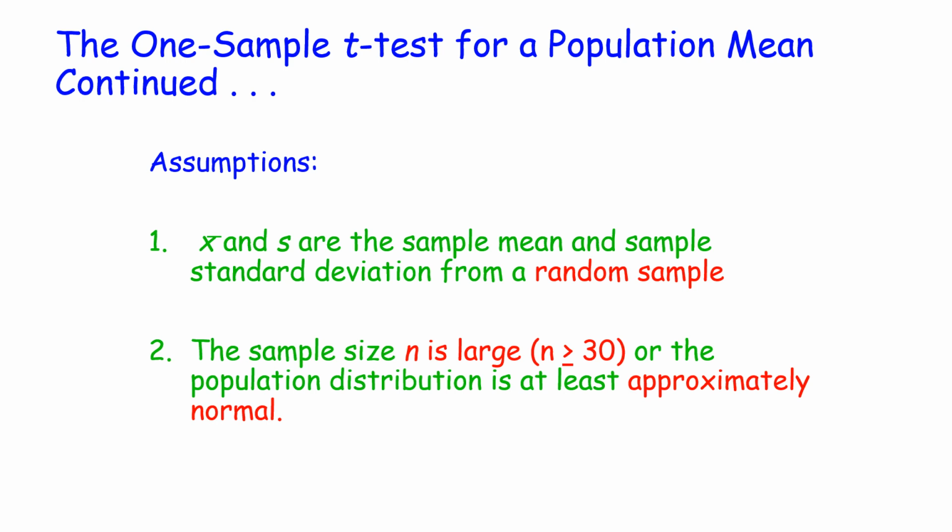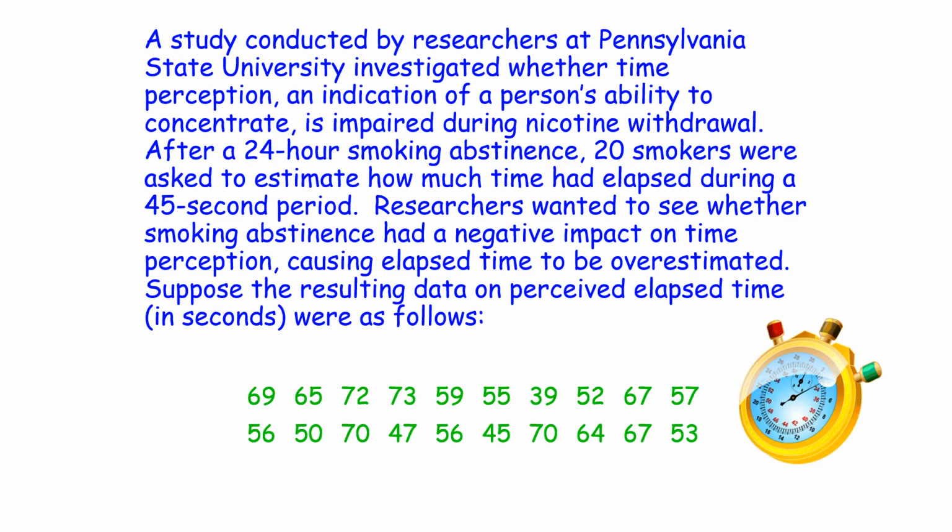Let's look at an example together. A study conducted by researchers at Pennsylvania State University investigated whether time perception, an indication of a person's ability to concentrate, is impaired during nicotine withdrawal. After a 24-hour smoking abstinence, 20 smokers were asked to estimate how much time had elapsed during a 45-second period. Researchers wanted to see whether smoking abstinence had a negative impact on time perception, causing elapsed time to be overestimated. Suppose the resulting data on perceived elapsed time in seconds were as follows.